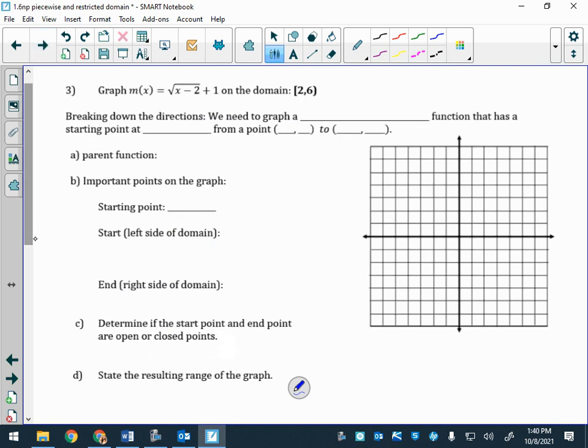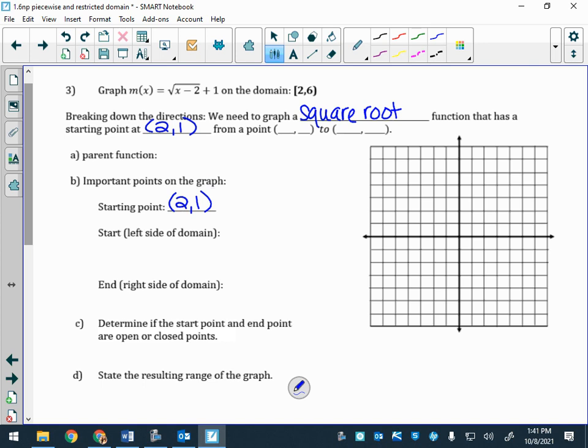Okay, for number 3, what type of graph or equation is this? Brayden. Square root. Good. This is the square root. Okay, so we use HK as our starting point. So what would our starting point be, Emma? Think of HK. Our starting point. 2, 1. Good. Okay. 2, 1 would be our starting point.